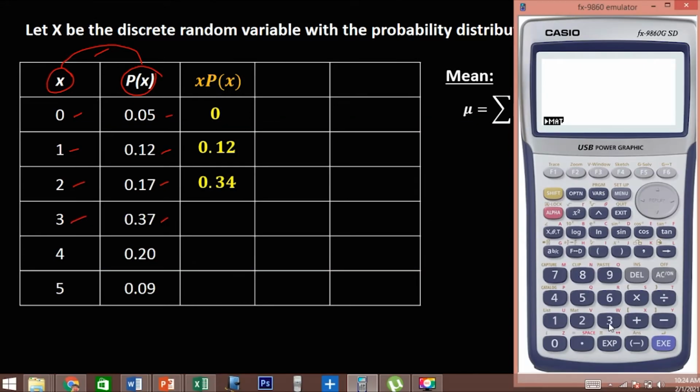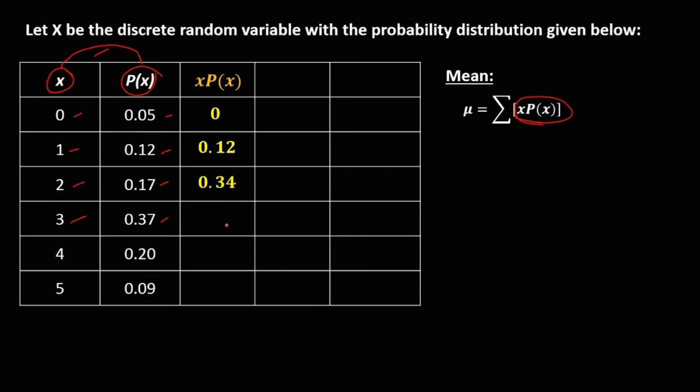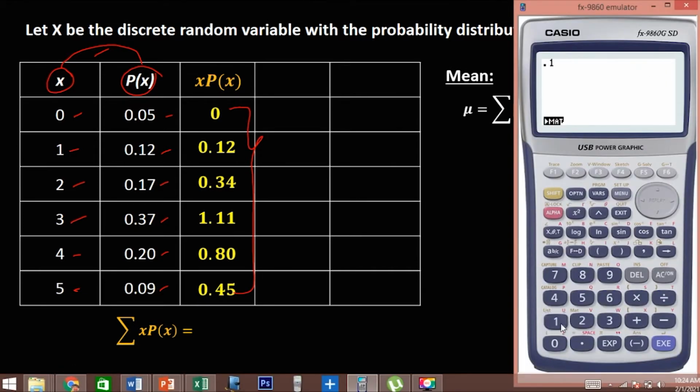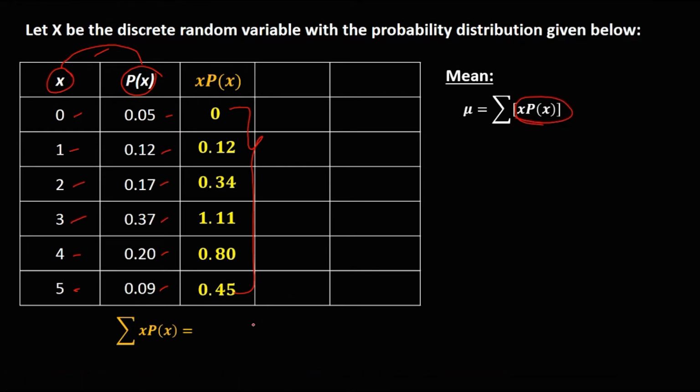So with the help of our calculator, 3 times 0.37, that's 1.11. And 4 times 0.20, that's 0.80. And 5 times 0.09, that's 0.45. Then to solve for the summation of x times the p of x, just add all these numbers. So that's 0.12 plus 0.34 plus 1.11 plus 0.80, then plus 0.45. So therefore, the summation of x times the p of x is 2.82. Now, since the summation of x times the p of x is the mean, therefore the mean is 2.82.